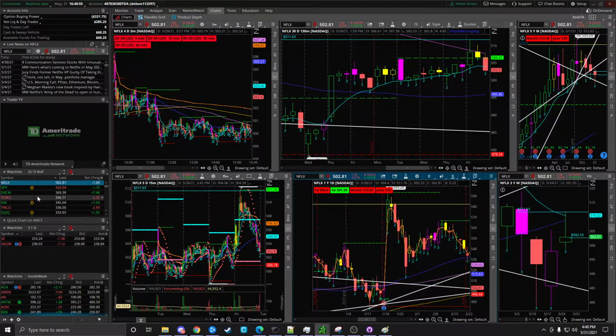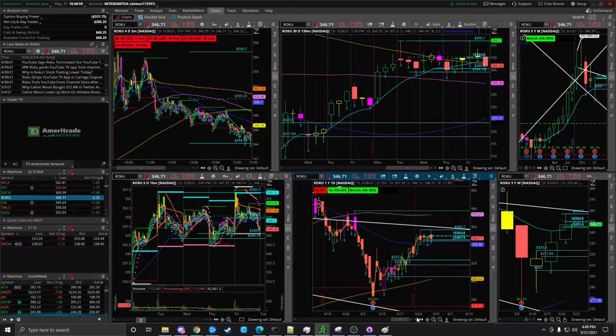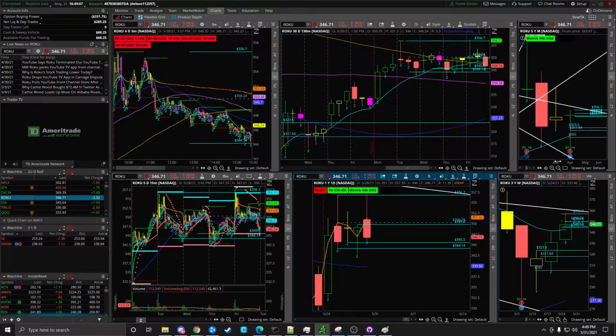We can keep going through this list. Like we can pull up Roku. Just anything on this list is gonna look somewhat similar. Roku, semi-shooter, looks good to short. We'll have to see what happens. Or again, use a larger time frame.